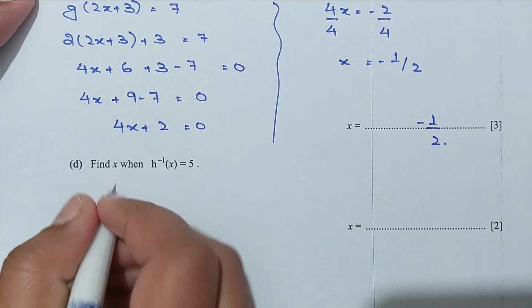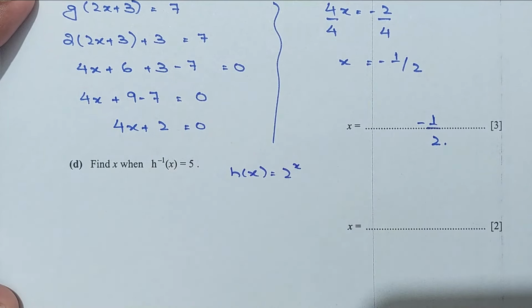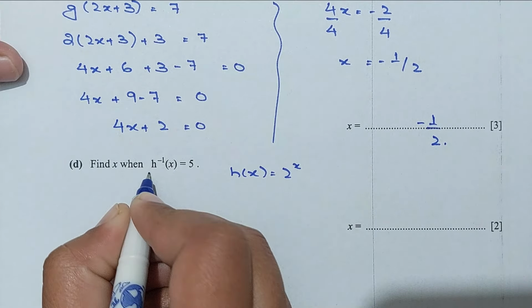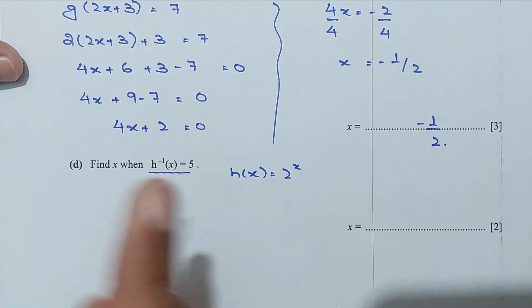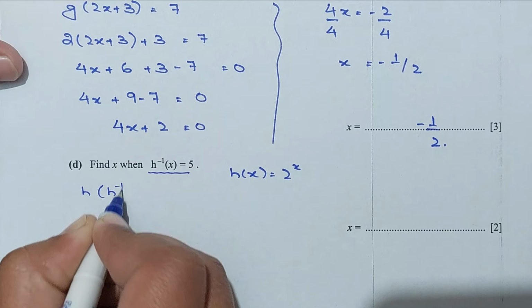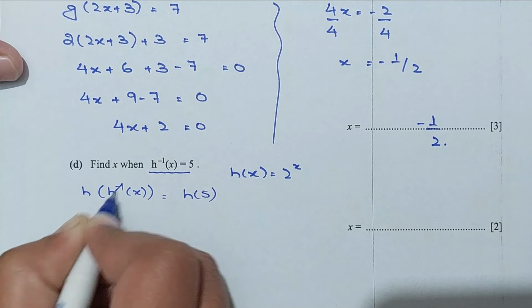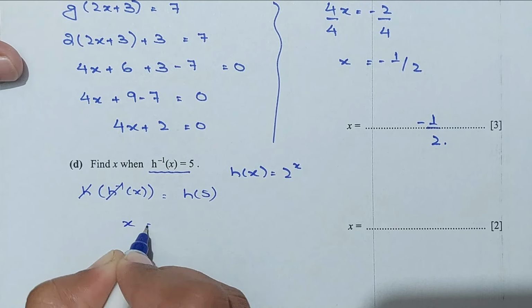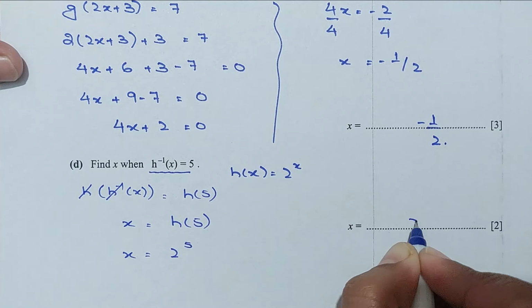Okay, we have been given h of x in the question, which is 2 to the power x. Find h inverse of x. So we have to solve for x. This is h inverse. Taking h on both sides, h of h inverse of x equals h of 5. h and h inverse cancel. x would be equal to h of 5. And what is h of 5? 2 to the power 5. This is 32.